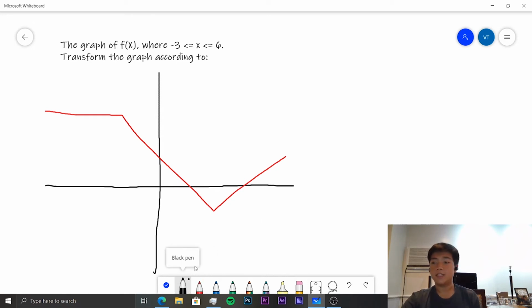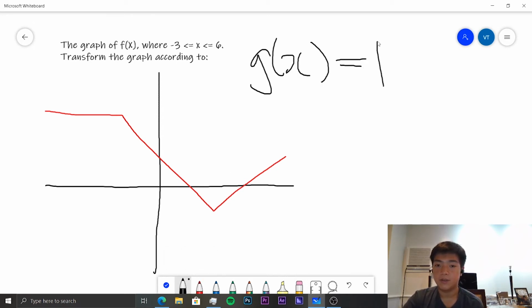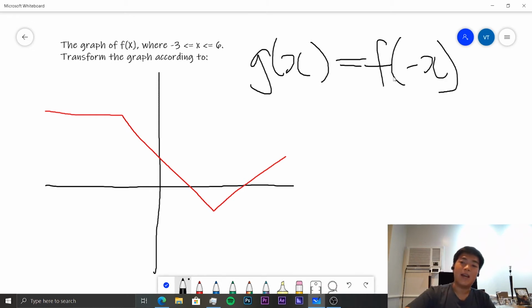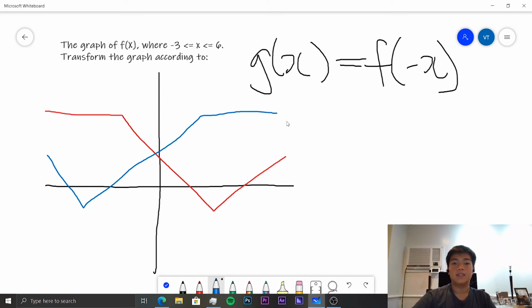Now, the first thing we need to do is graph g of x is equal to f of negative x. Remember, if we take f of negative x, it means we're reflecting it in the y-axis. So this new function would look like that here and there. So this would be g of x. So that's that done.